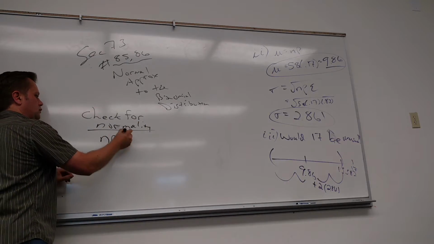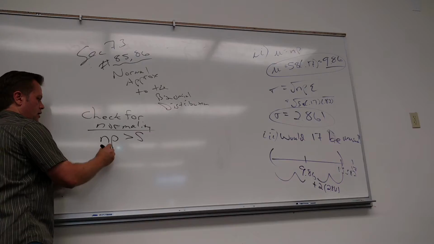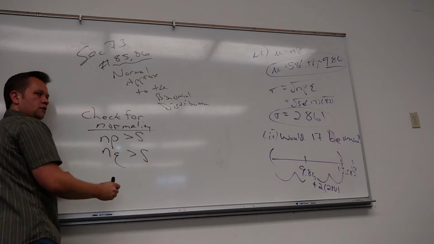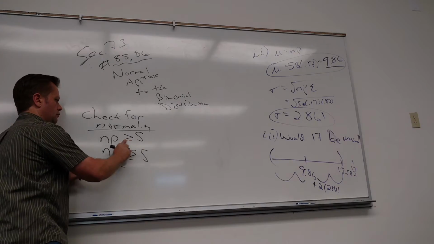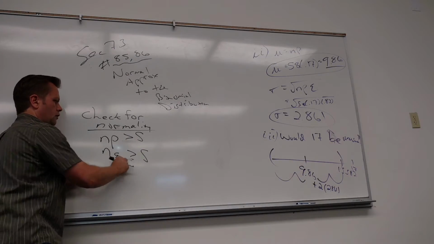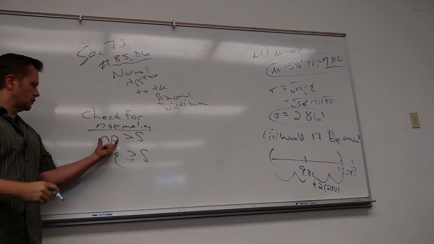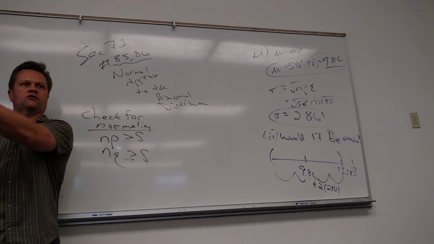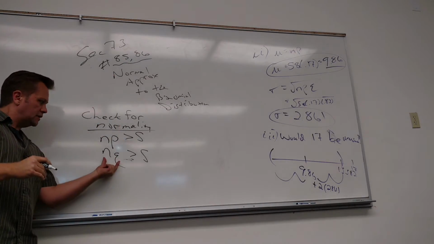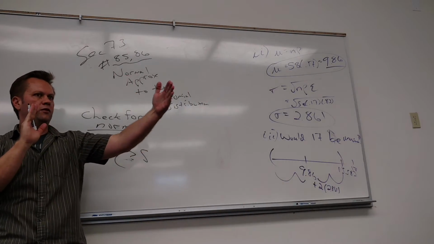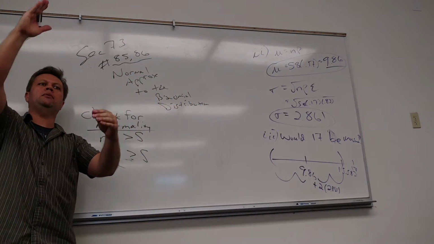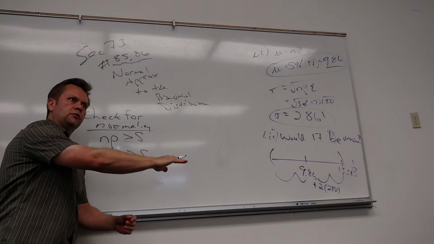If the NP is bigger than 5, and the NQ is bigger than 5. I can't remember this book. Some books say greater than or equal to, but we'll just say greater than. Then it's normal enough. So the mean is bigger than 5, so it's far enough away from 0. This guy controls the other side. If he's bigger than 5, then it's far enough away from the other wall, so there's room for it to go up and room for it to come back down, so it can be normal.